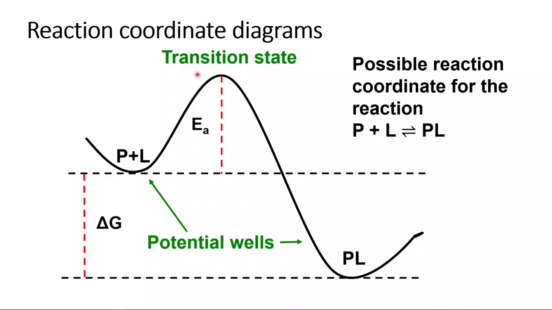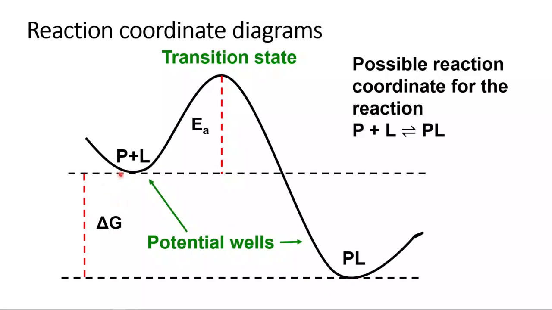Now, if we project lines at the bottom of the two potential wells, the first one being the one for the unassociated P plus L state, and then the associated PL state, we project the lines and then we draw the line between these two states like this, this red dashed line here. That gives us delta G. So that is the same delta G that we've been talking about since the beginning of the semester, the change in Gibbs free energy between the reactants and the products.